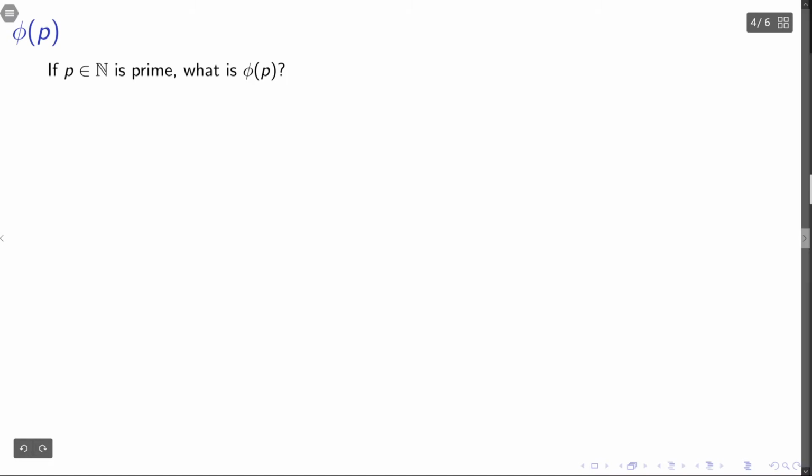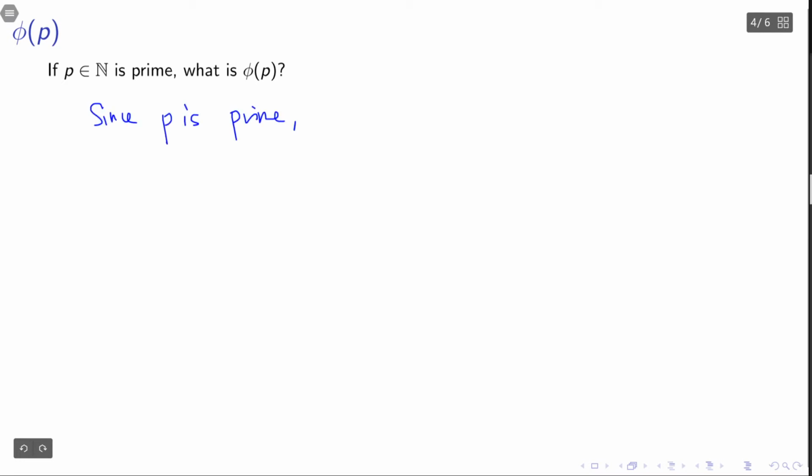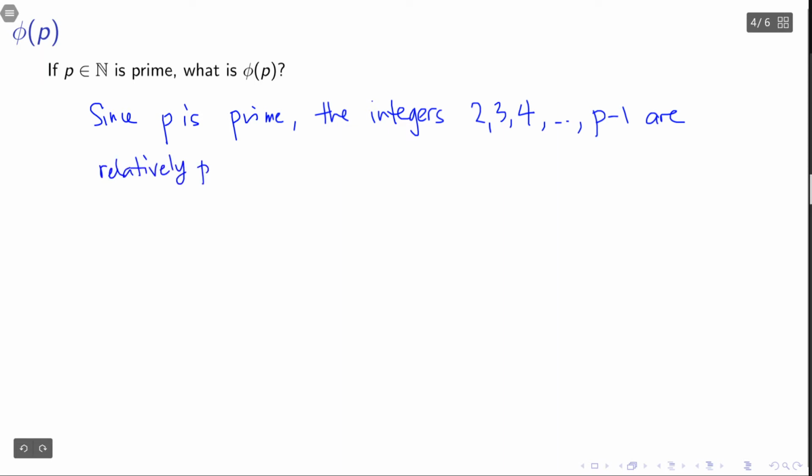And just by the fact that it's prime, it means, well, it has no other factors, right? Other than 1 and itself. This means all the integers from 2, 3, 4, and so on until p minus 1 are relatively prime with p. Right? In fact, 1 is also relatively prime with p. And so, how many are there? Well, there's p minus 1, right?